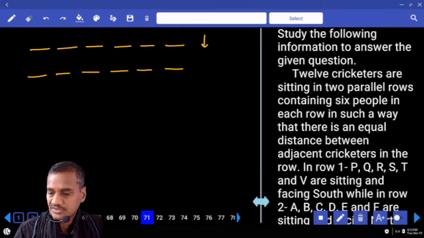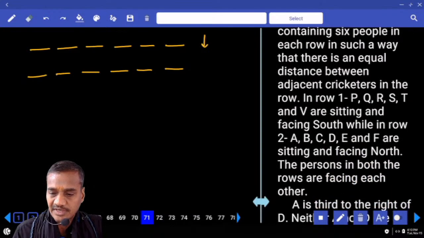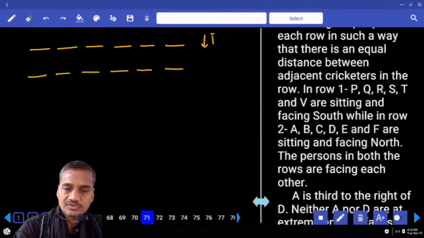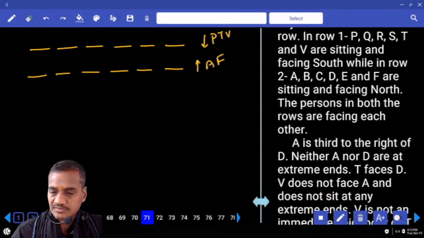12 cricketers, and row 1: P, Q, R, S, T and V. They are facing towards south. And in the other row, A, B, C, D, E and F are the persons who are facing towards north.